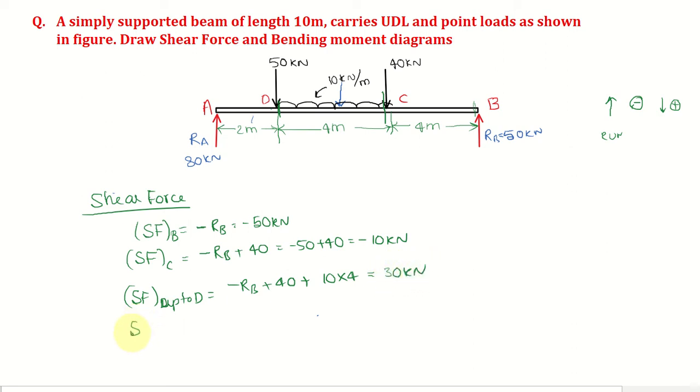Now shear force at D. The same will be continued: minus RB plus 40 plus 10 into 4 plus 50. That is how much? 80 kilonewton, which is matching with the reaction force at A. Right, so that is over. So let us check now the shear forces. Let us write all the shear forces here.